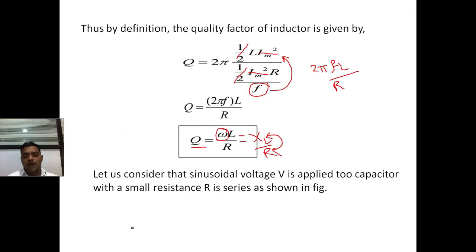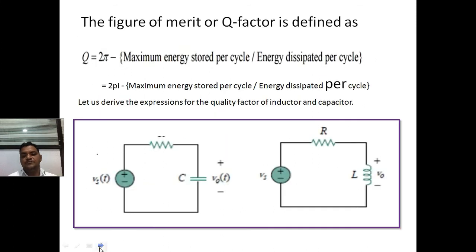Then after that we move towards finding the quality factor of the capacitor. So for finding the quality factor of the capacitor, the sinusoidal voltage V is applied to a capacitor with a small resistance, which is shown in the figure here.